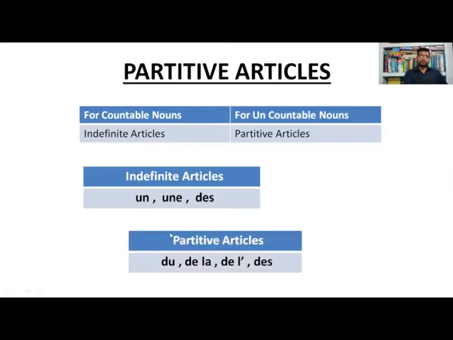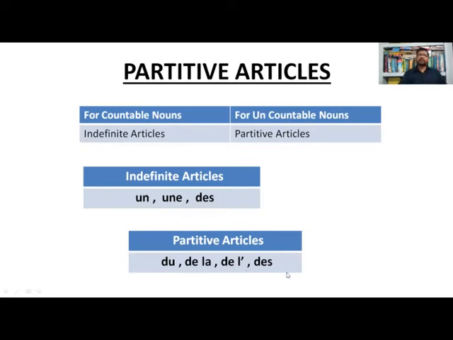We have du, de la, de l', des. De l' is used if the noun starts with a vowel. In English, the vowels are a, e, i, o, u. We don't use the full article; we just put an apostrophe with the l and write the noun. So we basically have four kinds of partitive articles: du, de la, de l', des.